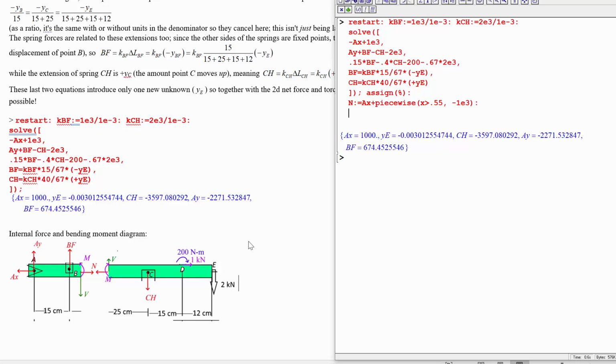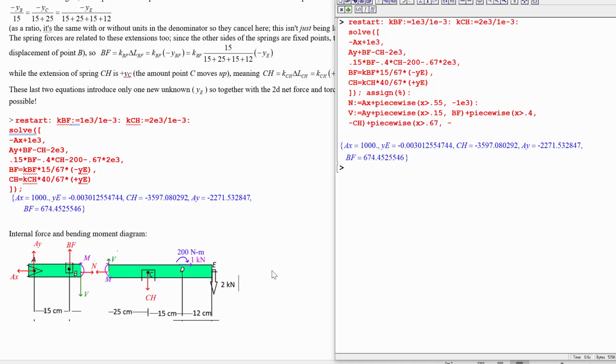Okay, what about the shear force? V is equal to AY, plus piecewise, if we go past the point of B, X is greater than 0.15, then we need to add BF. And the next thing happens at CH's force application. This is at X is greater than 0.4. Then we're going to be subtracting CH because that's going to reduce how much shear force we need to apply. And then finally, if we go past the end, we're going to be subtracting 2K. And that's X is greater than 0.67 we figured out earlier, negative 2E3.